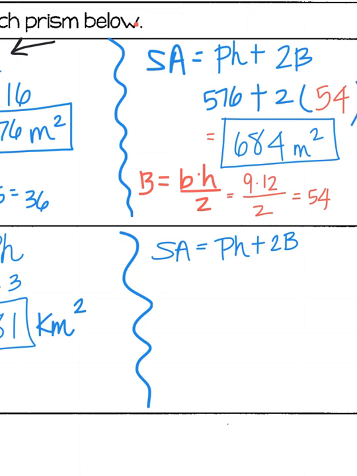And I know I'm constantly rewriting all these formulas, and I will continue to do that until we get a better understanding of what everything means. So surface area is all the lateral area plus 2 times the base area. And we already have PH. We already found the lateral area. So I'm just going to put an 81 right there. All I need to do now is find the base area.